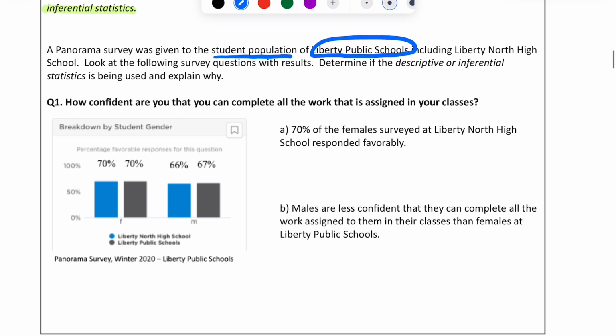Question 1 says, how confident are you that you can complete all the work that is assigned in your class? So that was given to all the students in the sample. A says 70% of the females surveyed at Liberty North responded favorably. Since that is just stating a number, this is an example of descriptive statistics. And that is because it's just reporting a numerical description.